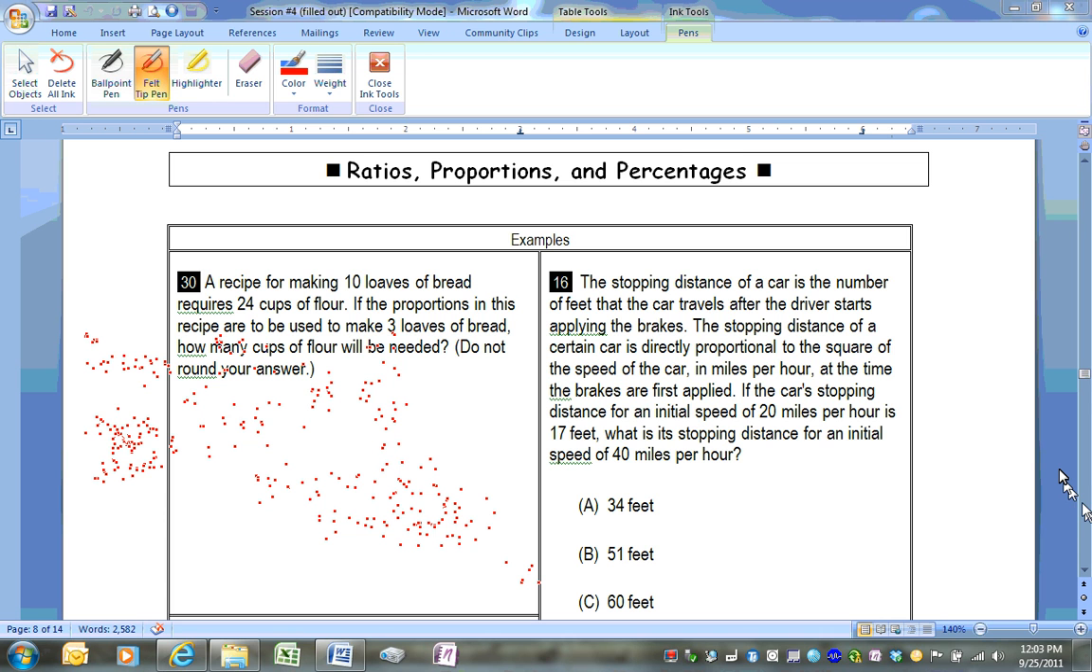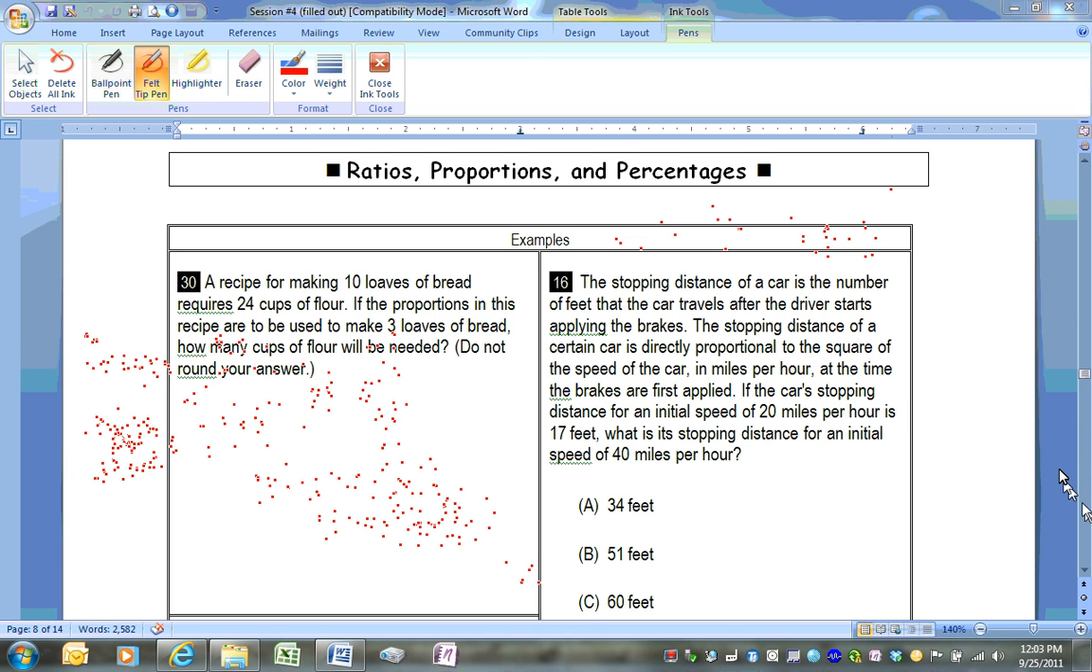Stopping distance of a car is the number of feet the car travels after the driver starts applying the brakes. Stopping distance of a certain car is directly proportional to the square of the speed of the car. So I emphasize those words right there. You'll see why very shortly. So if you're given an initial speed of 20 miles per hour, stopping distance 17 feet, then what's the stopping distance for 40 miles per hour?